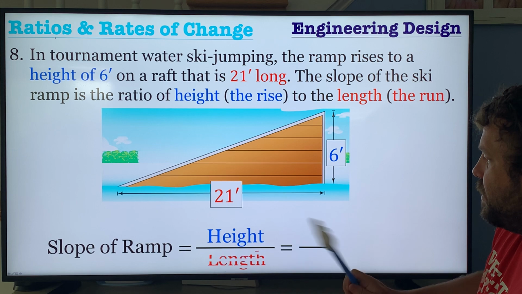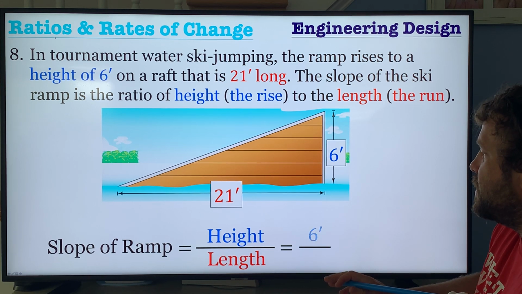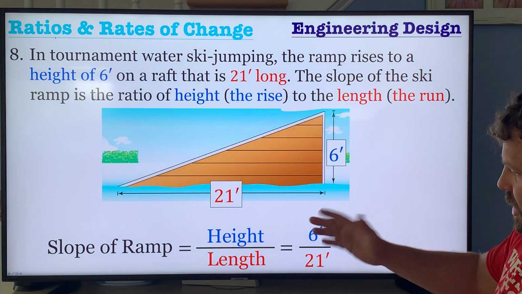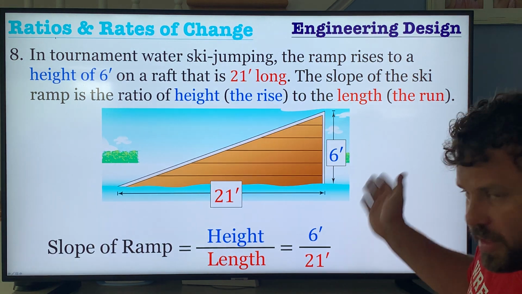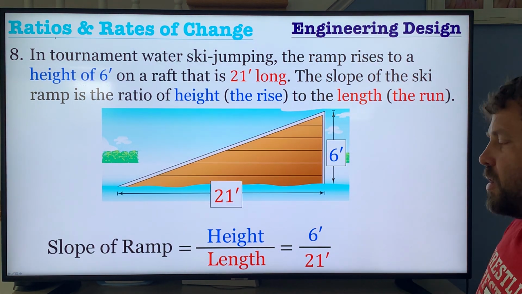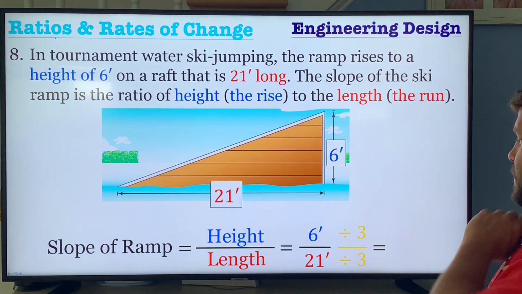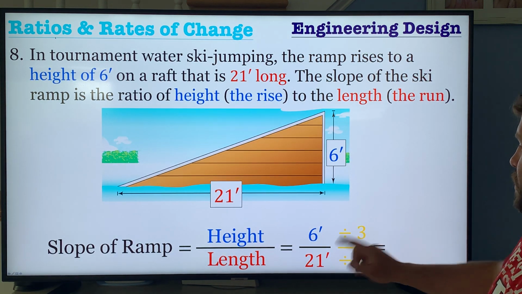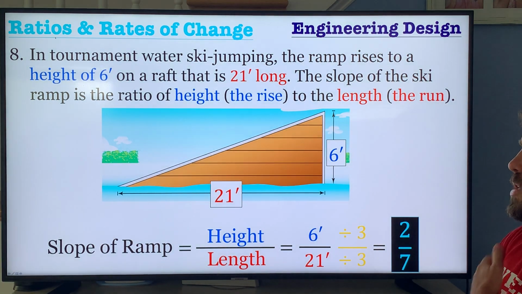6, the height, over the length. 6 over 21. Now, here's the key. Can we reduce that? Yes, feet over feet. The units cancel out. What number goes into 6 and 21? Answer there is 3. 6 divided by 3 is 2. 21 divided by 3 is 7. So the ratio is 2 to 7.